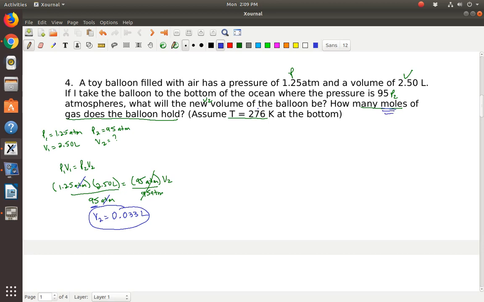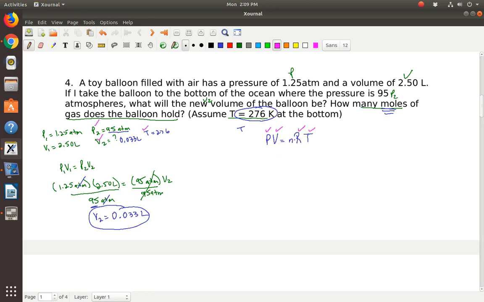Now it's asking me how many moles of gas the balloon holds. And I'm going to assume that the temperature at the bottom of the ocean is 276 kelvins. Okay, so now I have a temperature, I have a volume, and I have a pressure. The pressure at the bottom, the volume at the bottom, and the temperature at the bottom. So P and a V and a T, so PV equals nRT. I have all those: a pressure, a volume, and a temperature.